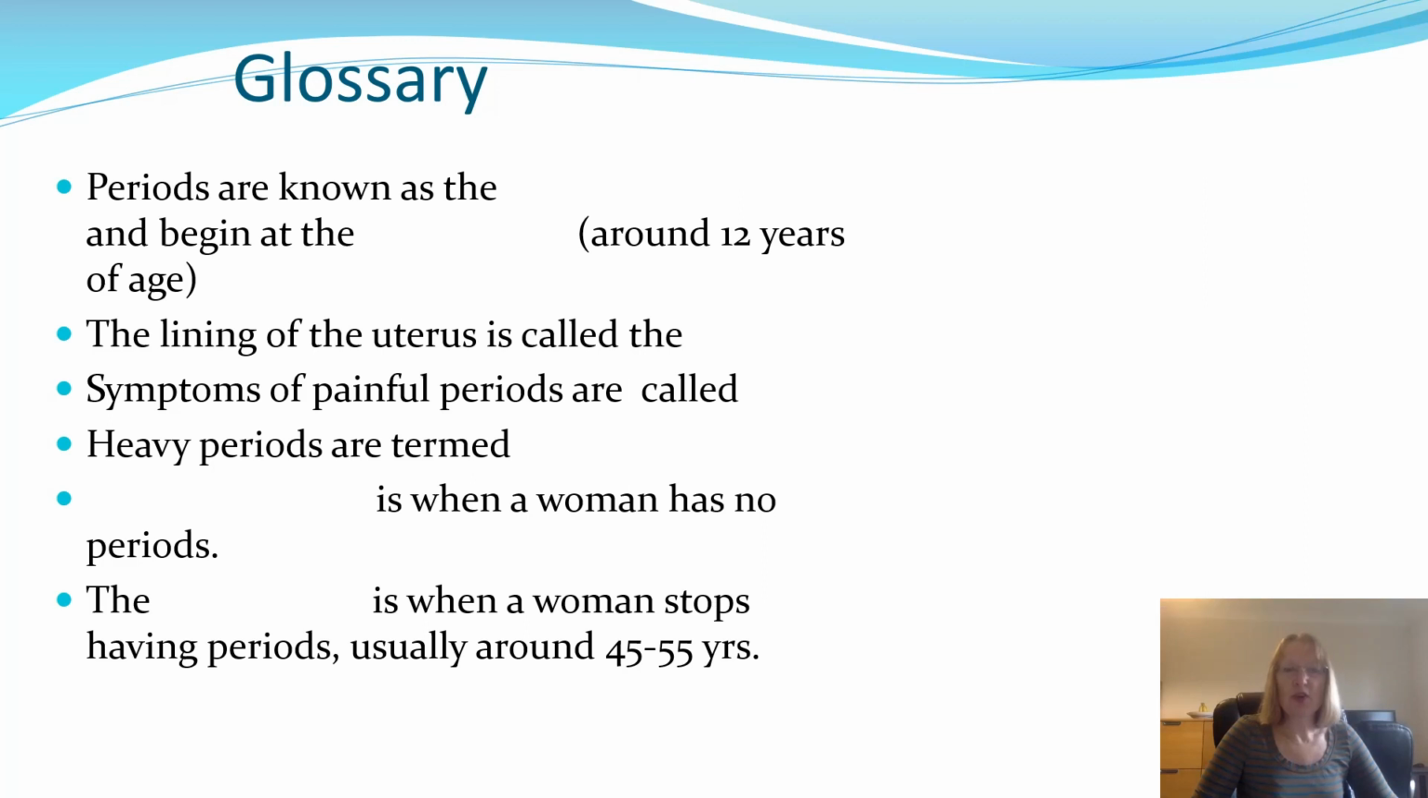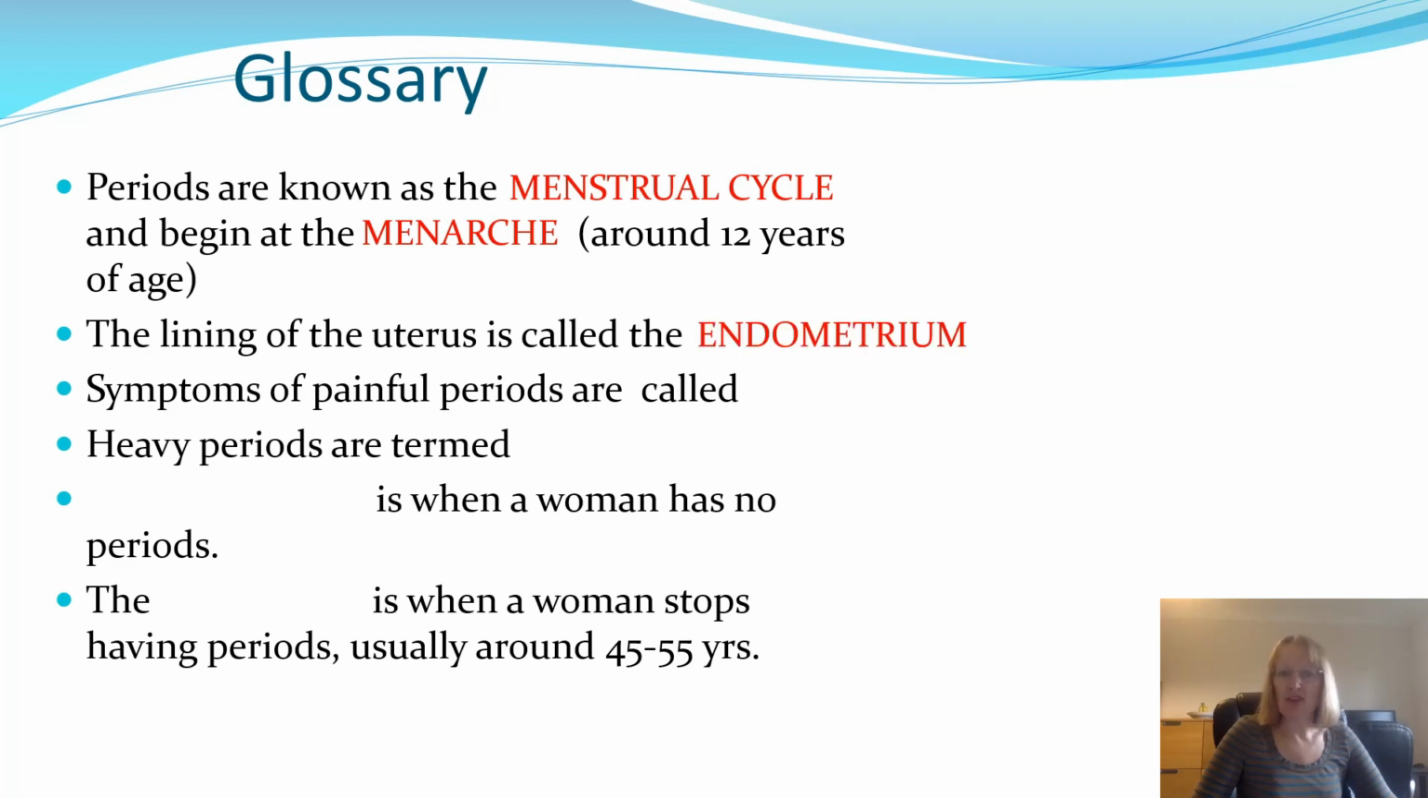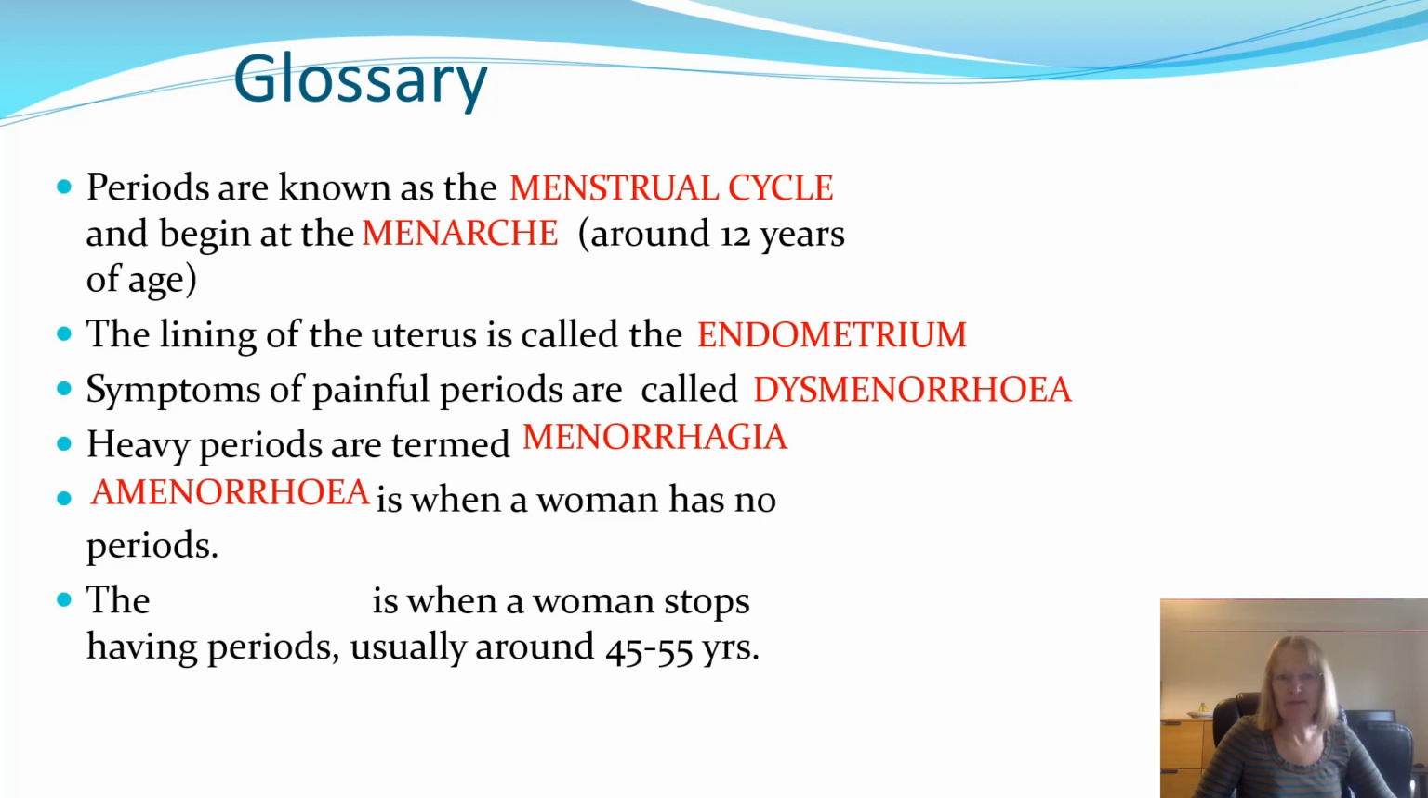Okay, so periods are known as the menstrual cycle and begin at the menarche, which is usually around 12 years of age, but as I said, it can be as young as 8. The lining of the uterus is called the endometrium. Symptoms of painful periods are called dysmenorrhea. Heavy periods are termed menorrhagia. And what is it when a woman has no periods? That's amenorrhea. And I don't know whether I discussed this, but the menopause is when a woman stops having periods, usually around 45 to 55 years of age.